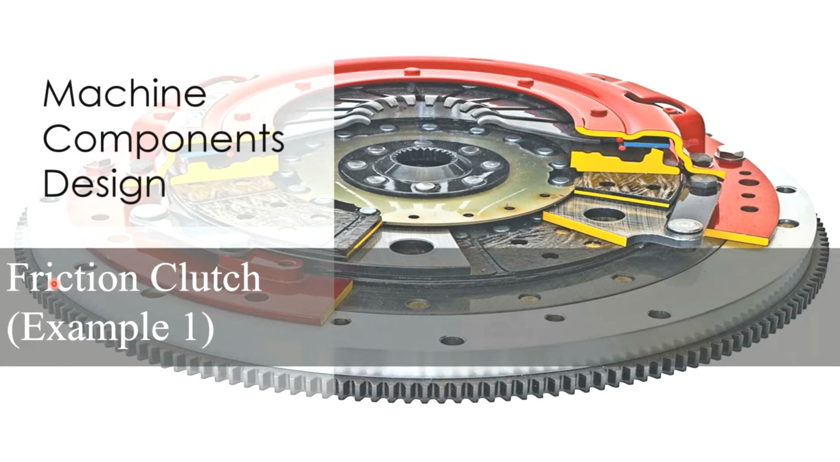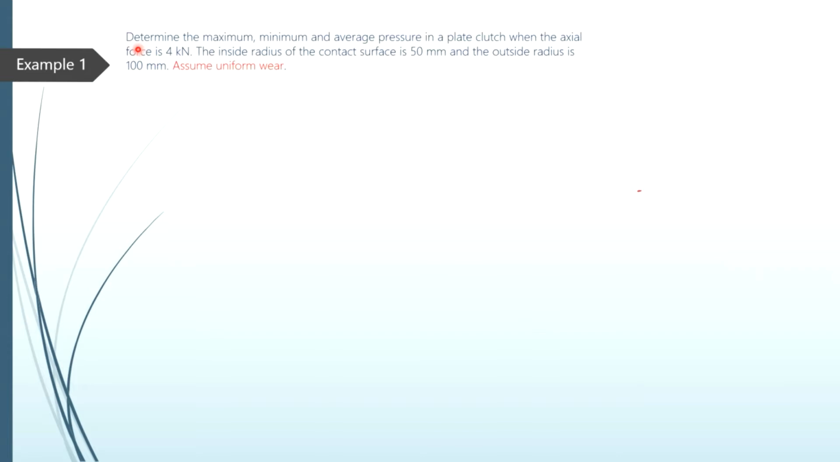This will be the first example for friction clutch. Let's take a look at the question first. Determine the maximum, minimum, and average pressure in a plate clutch or a disc clutch when the actual force is 4 kilonewton or 4,000 newton.